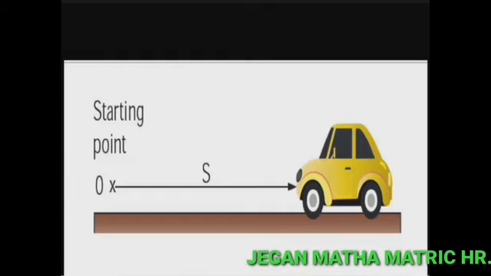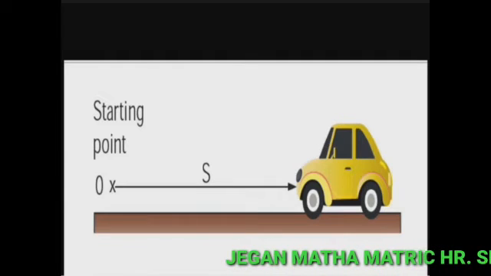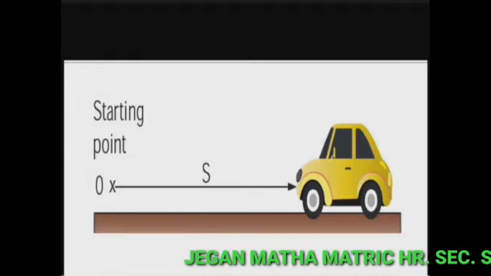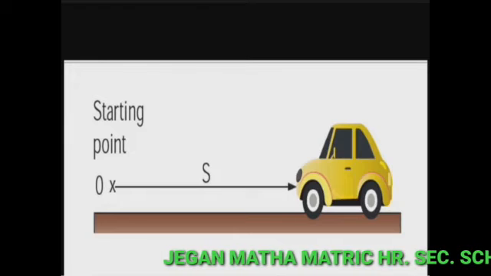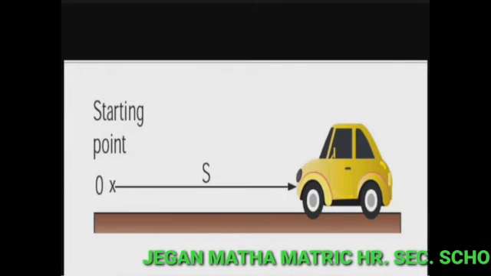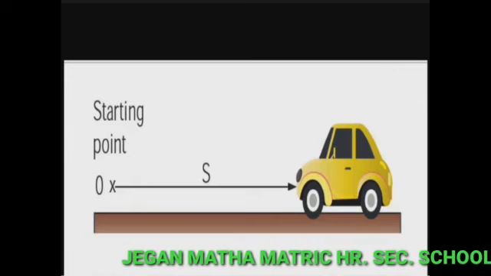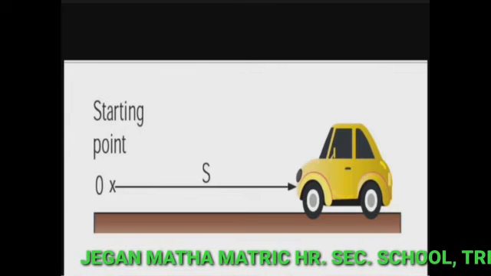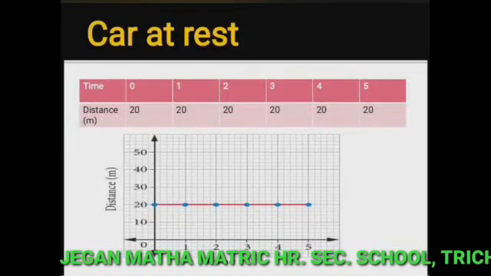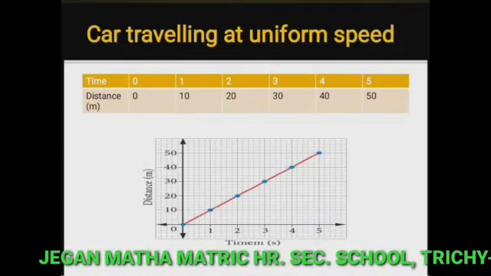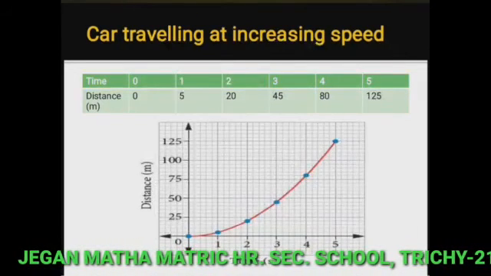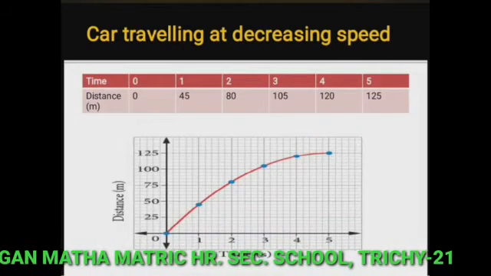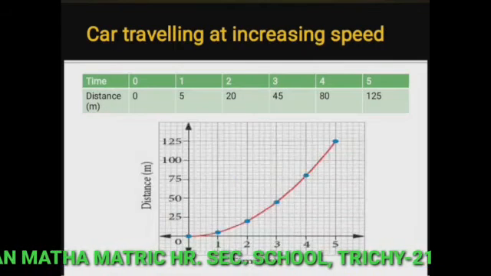A car traveling along a straight line away from the starting point 0 is shown in figure. The distance of the car is measured for every second. The distance and time are recorded and a graph is plotted using the data. The results for 4 possible journeys are car at rest, car traveling at uniform speed, car traveling at increasing speed, car traveling at decreasing speed. Let us learn them one by one.